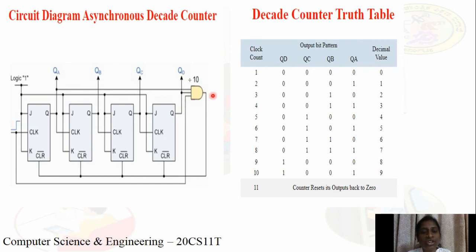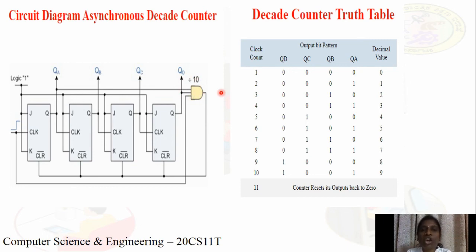With these changes, we can construct the asynchronous decade counter to count from 0 to 9. If it reaches the 9th state, that is the 1001 state, it will be moved back to the 0th state. Let us observe here. It is displaying the decimal value 0, then 1, 2, 3, 4, 5, 6, 7, 8, 9. Then the counter resets its output back to 0. It stops at this stage because of this AND gate. This is called the decade counter or the asynchronous decade counter.